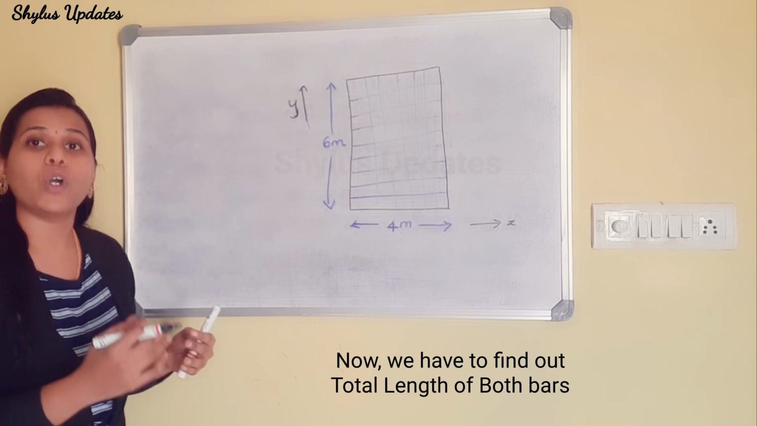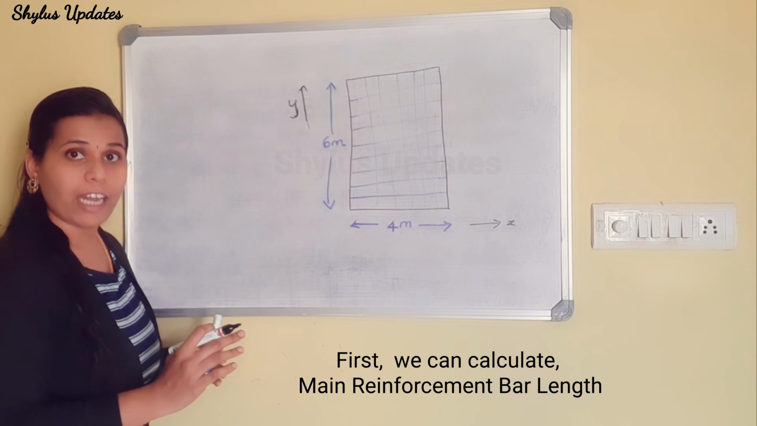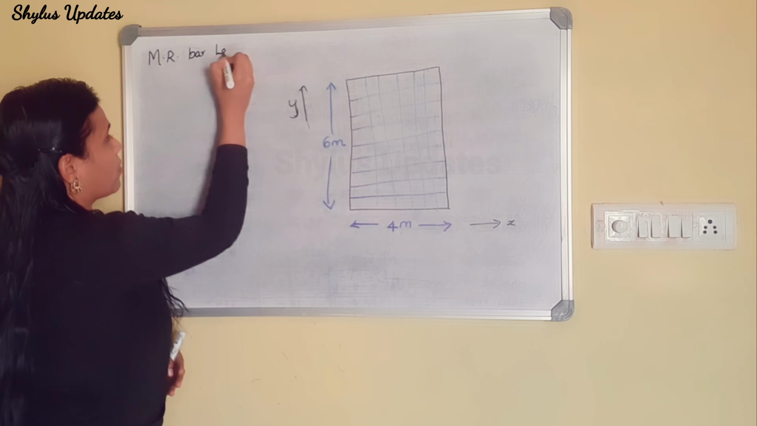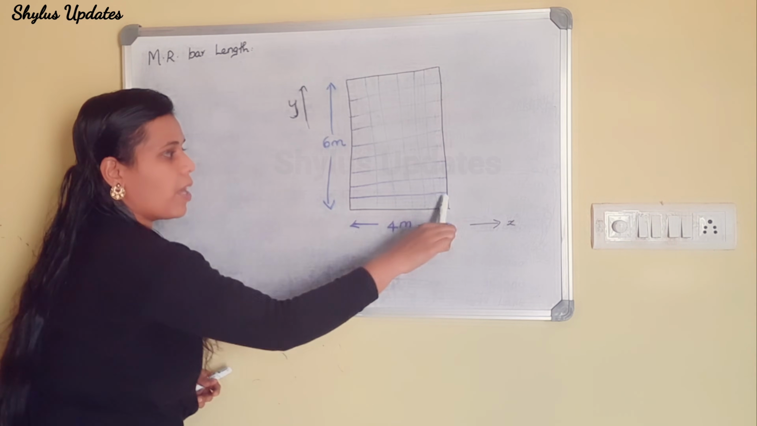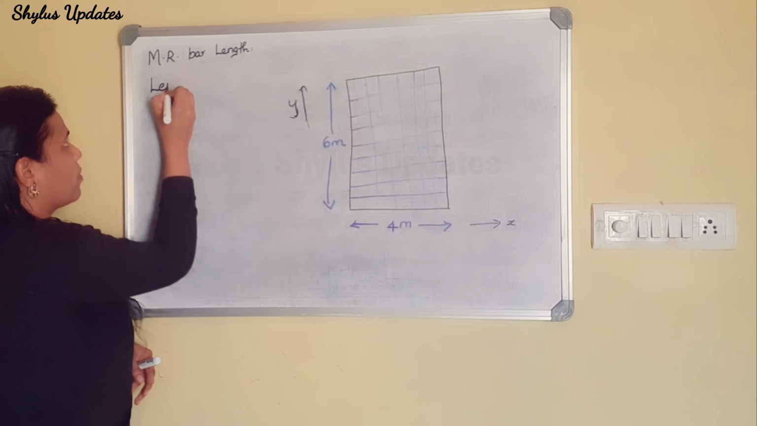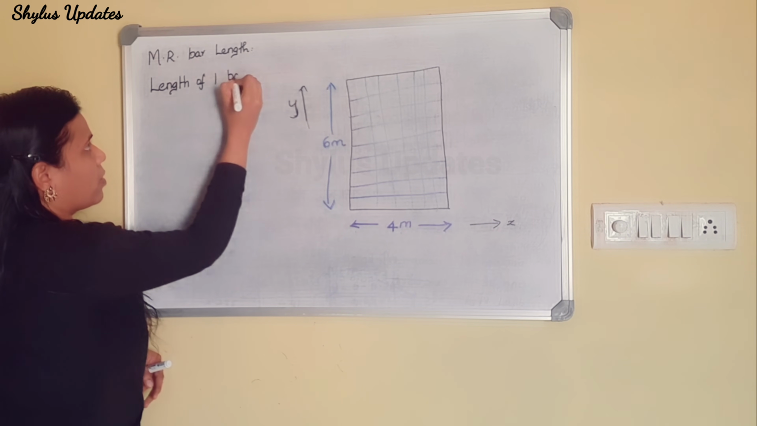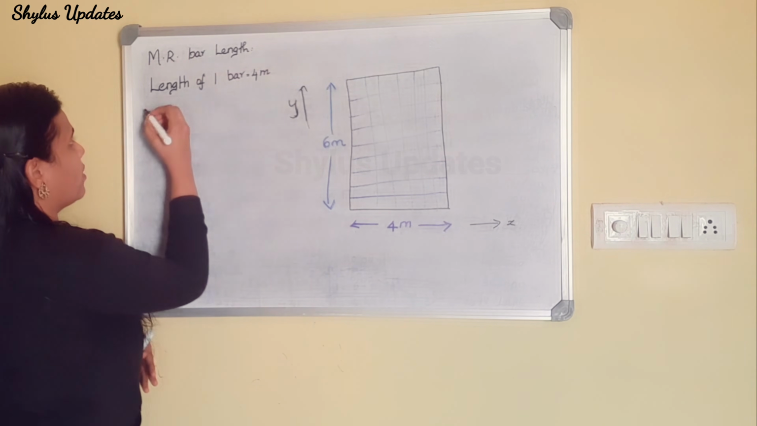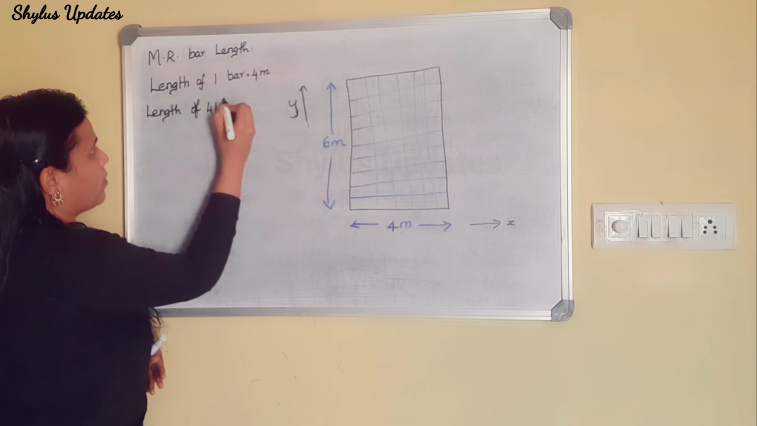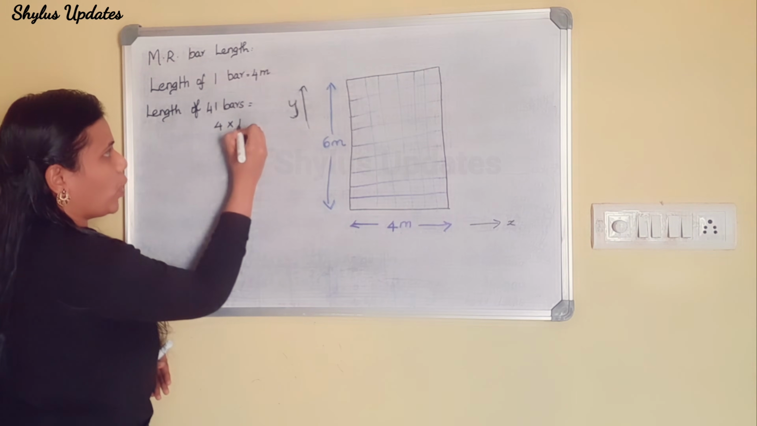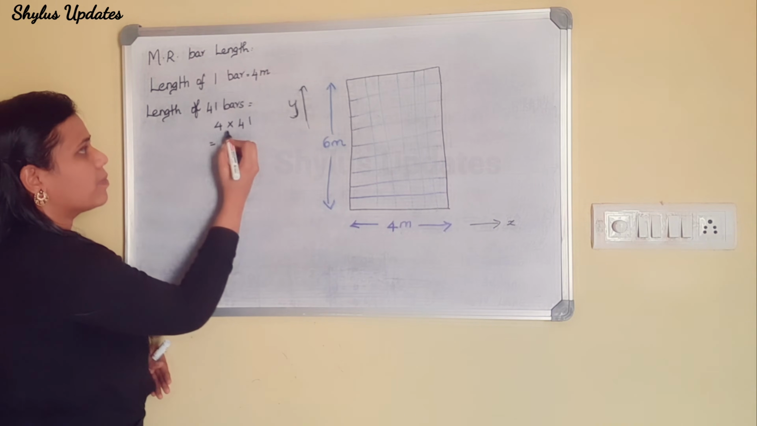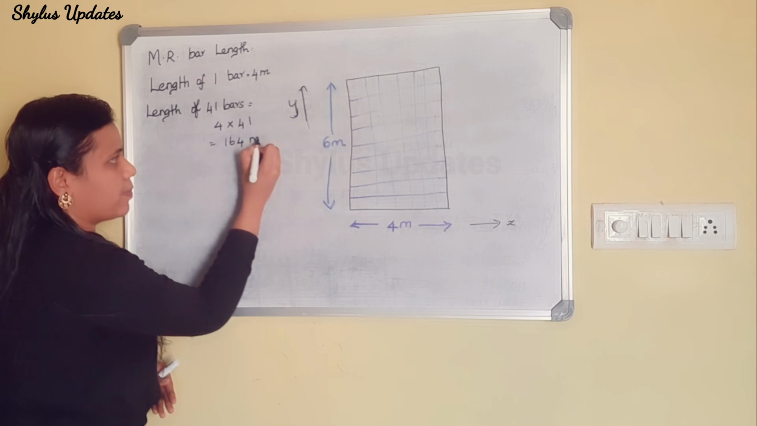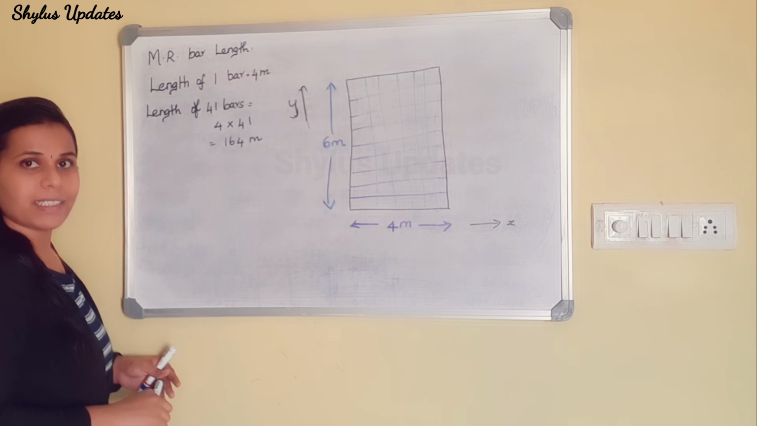Now, we have to find out total length of both bars. First, we can calculate main reinforcement bar length. Length of one bar is 4 meter. Therefore, length of 41 bars are four into 41. We will get 164. 164 meter. This is the length of main reinforcement bars.